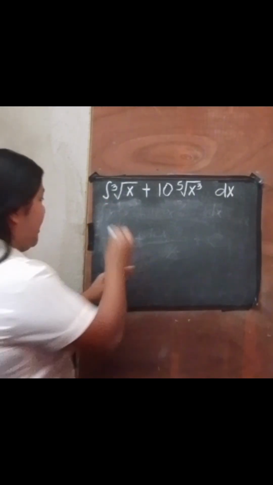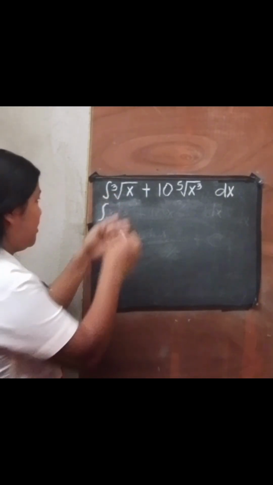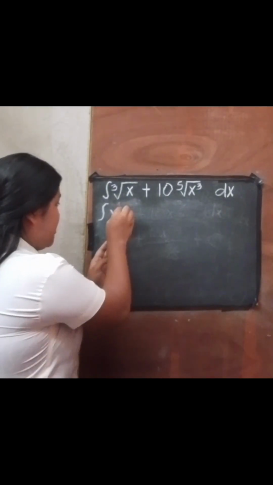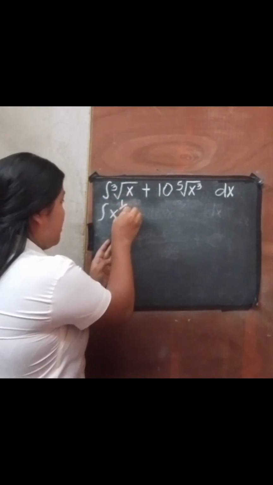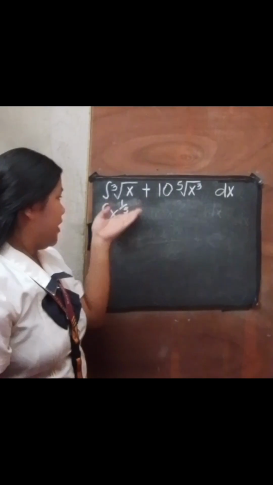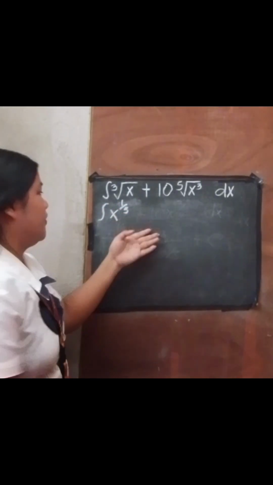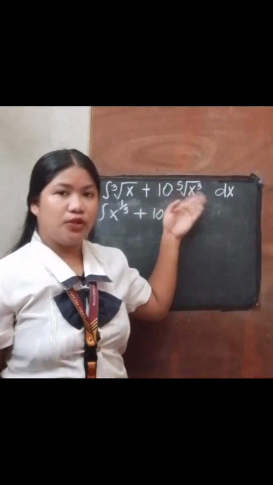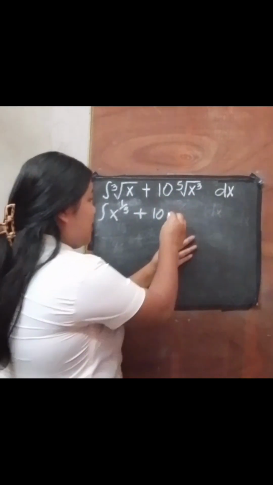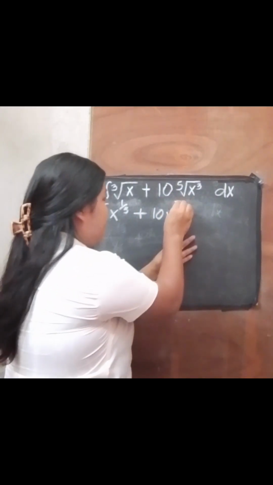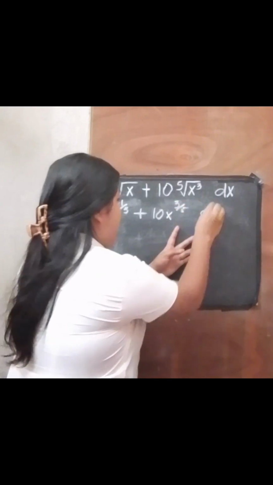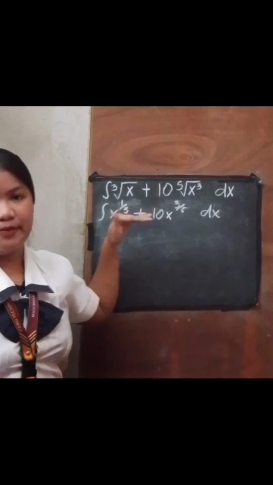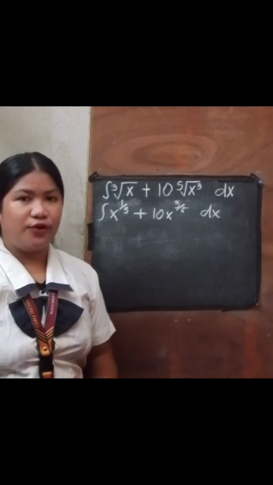So the integral of the cube root of x becomes x raised to 1 over 3. Then plus 10 times the fifth root of x cubed, which becomes x raised to 3 over 5. Then the dx. So that is the exponential form. Now we can use the power rule for integration.